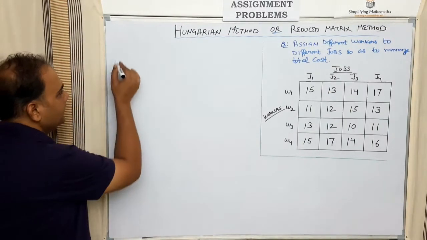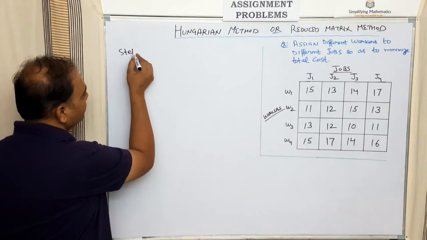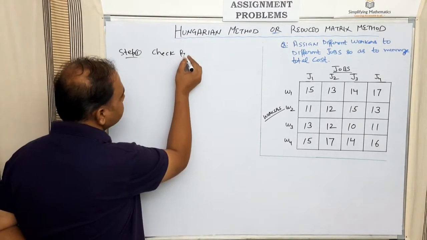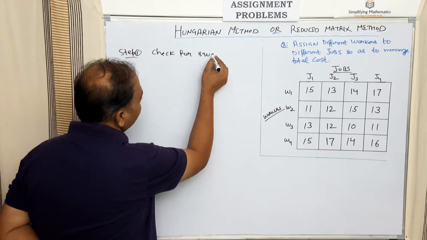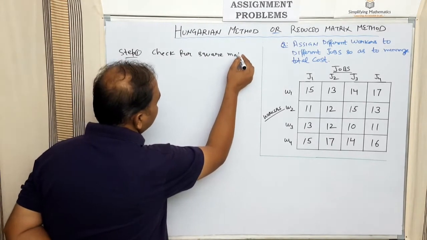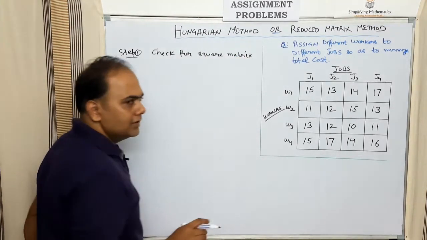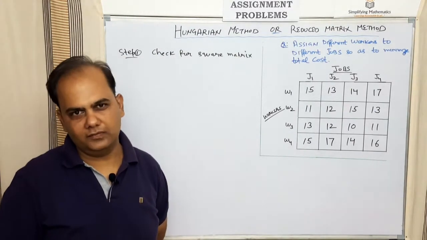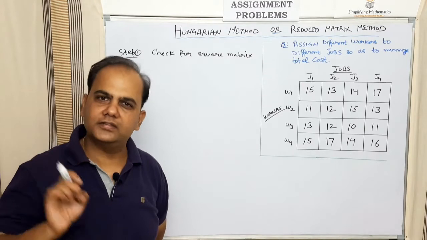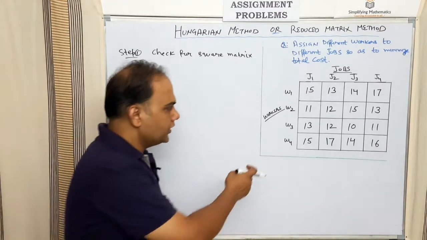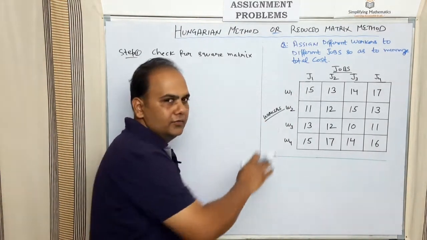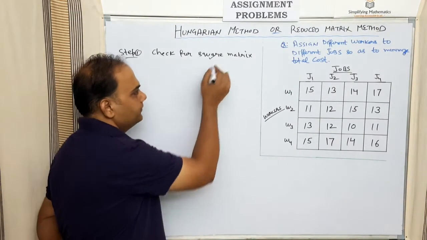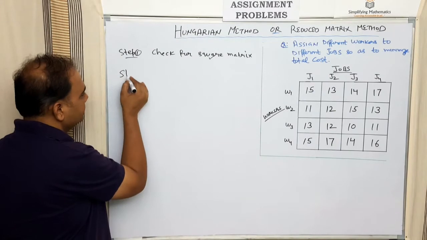So what is the first step in the Hungarian method? The first step is to check for a square matrix. Square matrix means the number of rows should be equal to the number of columns. That is what is called a balanced assignment problem. If you look at the problem, there are 4 workers and 4 jobs, so this matrix is a square matrix. Now moving towards the next step.